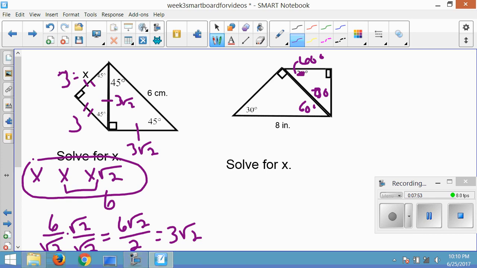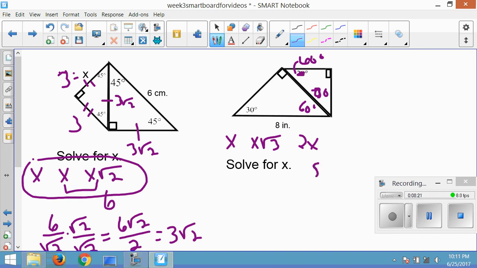Okay, so we're going to focus on this triangle here on the left-hand side first, and I'm remembering my 30, 60, 90 ratio, which says x, x times the square root of 3, and 2x. Of course, starting with the 30 degree angle, then the 60 degree angle, then last the 90 degree angle. So I know the hypotenuse, which means I know the 2x.